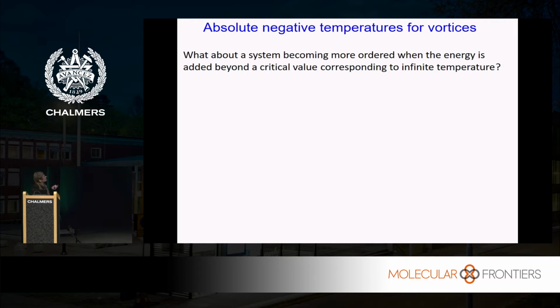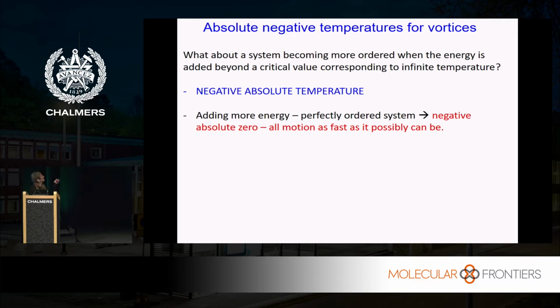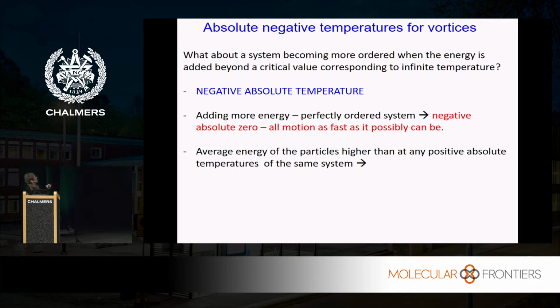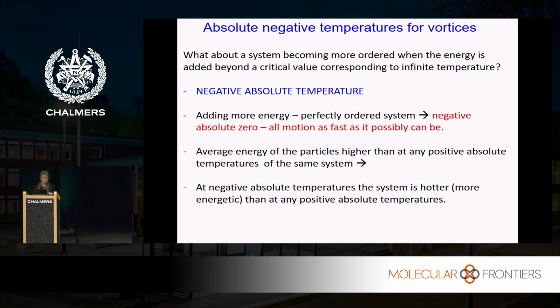What about a system becoming more ordered when the energy is added beyond the critical value corresponding to infinite temperature? This was what Emmanuel was telling you. It's called negative temperature. I'm adding more energy, and I get a perfectly ordered system, so I will call it negative temperature. All motion is as fast as it possibly can be. Now the average energy of the particles is higher than at any positive absolute temperature of the same system. This is what we'll call negative temperature.